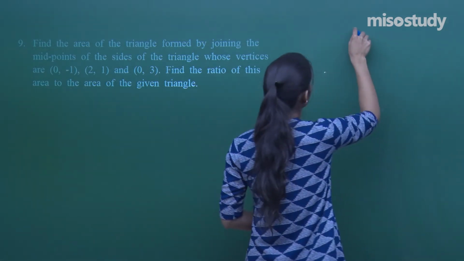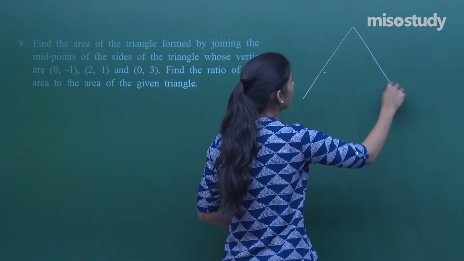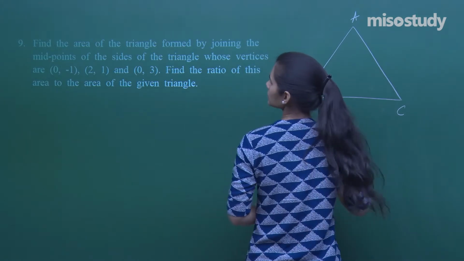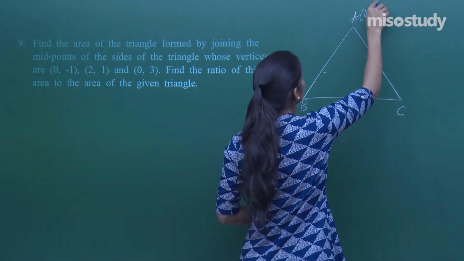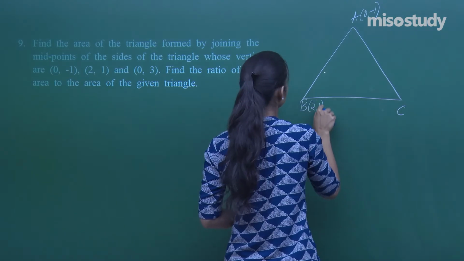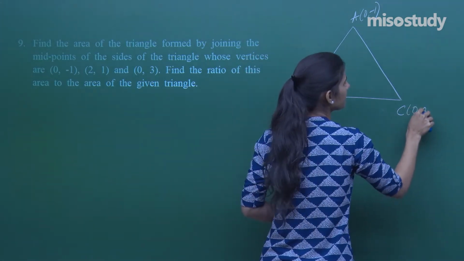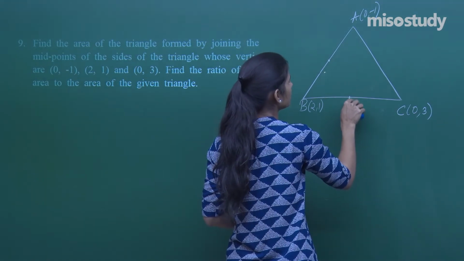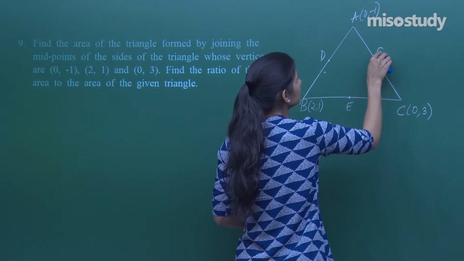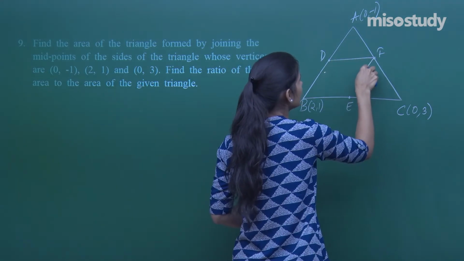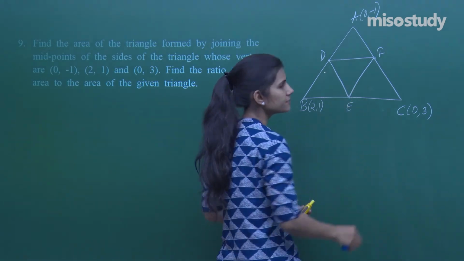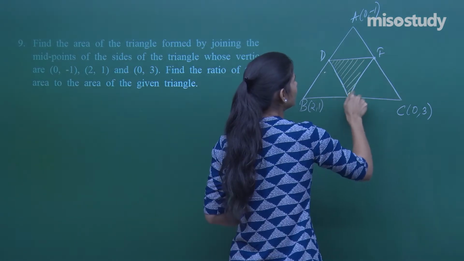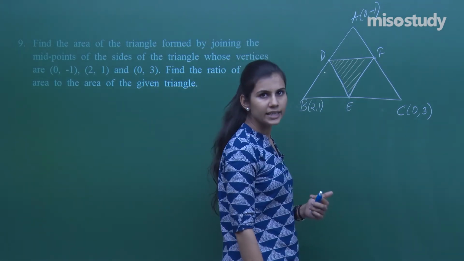Okay, so there is this triangle whose vertices are given to you: (0, minus 1), (2, 1), (0, 3). And the midpoints are supposed to be taken into account. So these are the midpoints of the respective sides, and the triangle so formed is this. It is saying find the area of this triangle. For that I will have to compute the coordinates of the vertices of D, E and F.